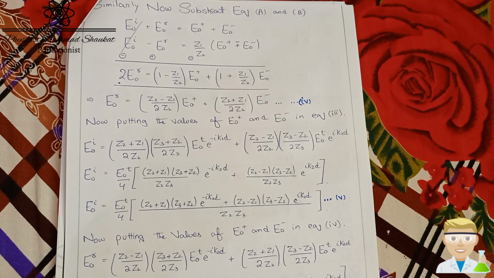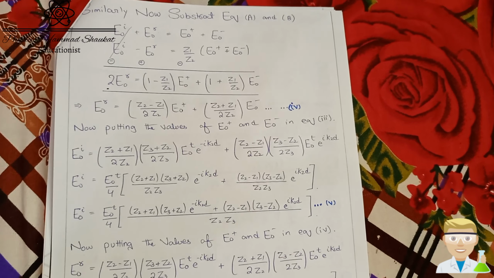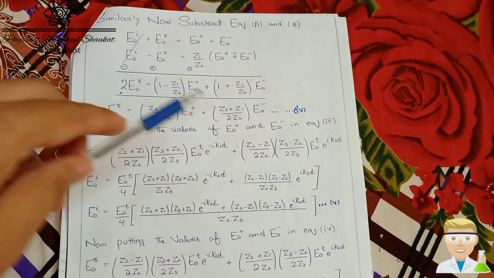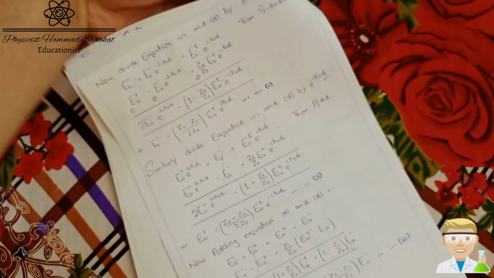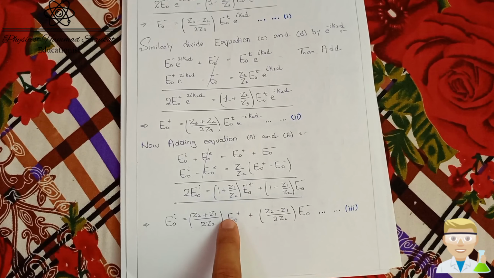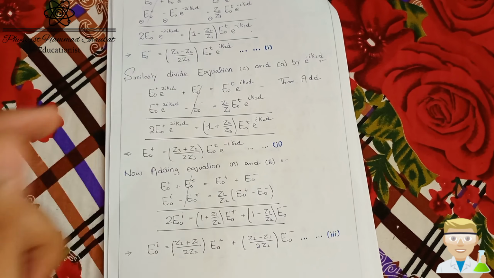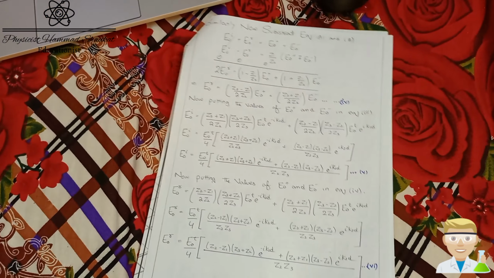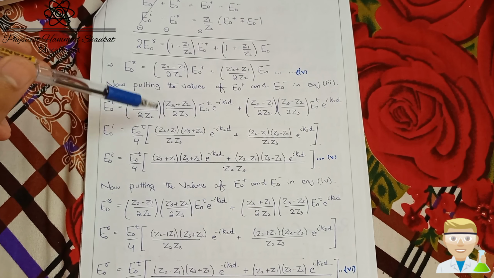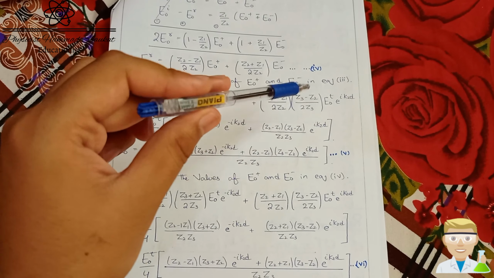Now we can easily substitute the values of e naught plus and e naught minus in these equations. So for that, first of all, let's substitute the values of e naught minus and e naught plus in equation 3. This is equation 3. You know that this is our equation 3 of incident electric field in terms of e naught plus and e naught minus. Just put the values of e naught plus and e naught minus here, which are these values. So you can see I just put them in. This is e naught I, and this is the value of e naught plus, and this is the value of e naught minus.